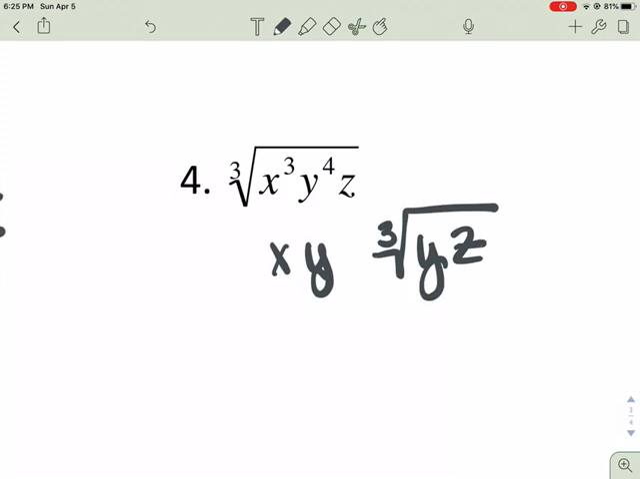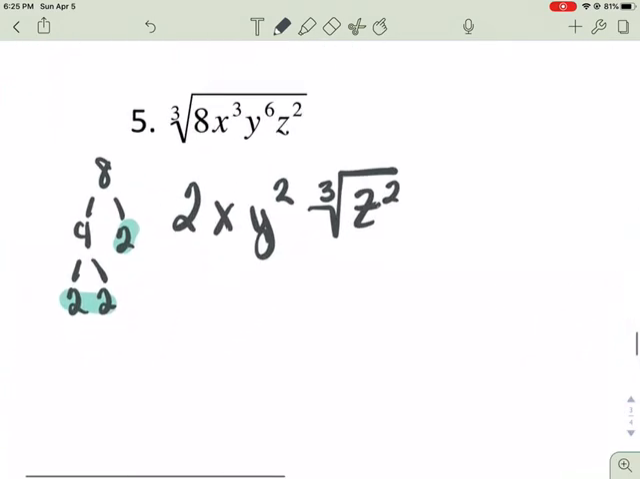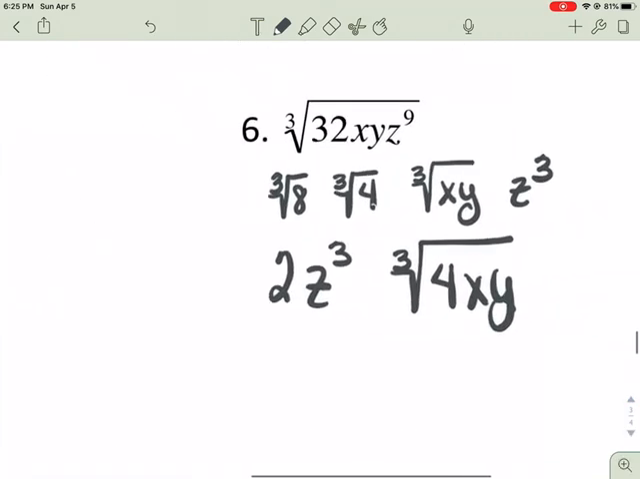Okay, so this is what I got for number 4. There's no numbers, so I'm going to just do 3 goes into 3 one time, x comes out. 3 goes into 4 once with a y left over. And then 3 goes into z, it doesn't, so the z still stays underneath. Over here I did my cube root of 8, so he was a perfect cube. So 3 goes into 3 once, we get 1x. 3 goes into 6 twice, so y squared, no leftovers. And 3 goes into 2, well, it doesn't, so he's cube root of z squared.